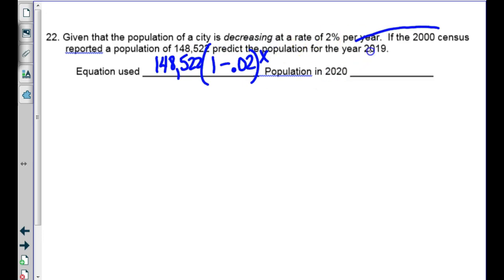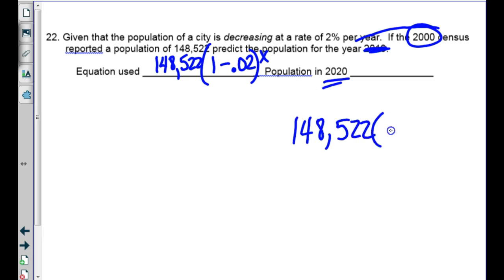Oh, well, I think we messed up. Let's go with 2020. I don't know. It says 2 different years, right? Okay. If it started in 2000 and that was the population in 2000, how many years later is this? 20. So 148,522 times either 1 minus 0.02, or you could use 0.98 to the 20 power, and then round to the nearest person.